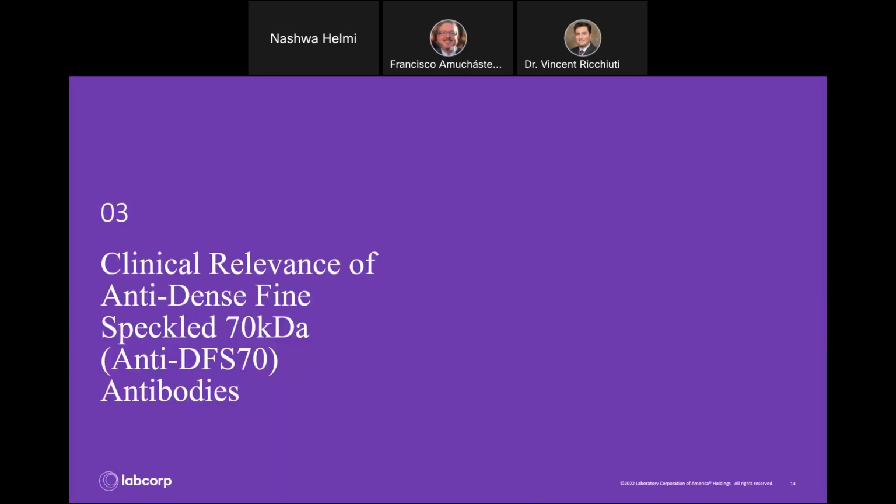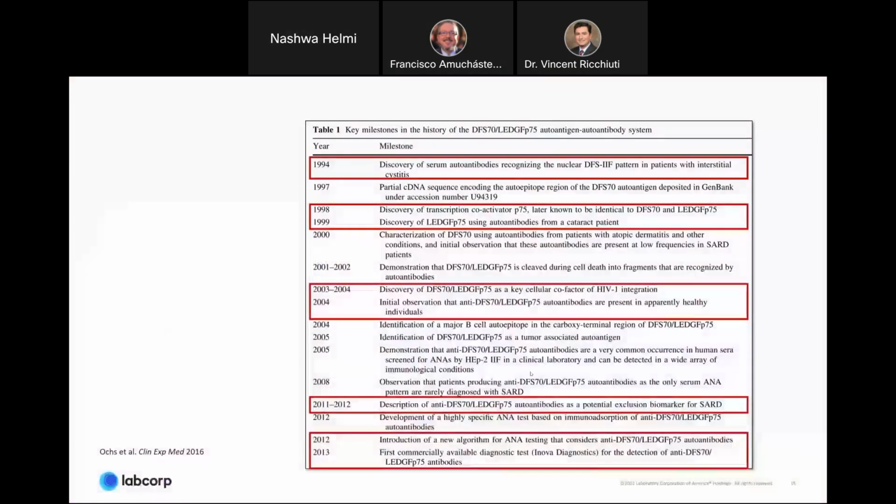So let's talk about the clinical relevance of the anti-dense fine speckled 70 and the antibody associated. First, I want to tell you the story about the milestones in the discovery of the DFS70 and the clinical usefulness of that marker. As you can see, the DFS70 was discovered in the 90s in serum recognized by DFS, dense fine speckle, by IFA in a patient with interstitial cystitis.